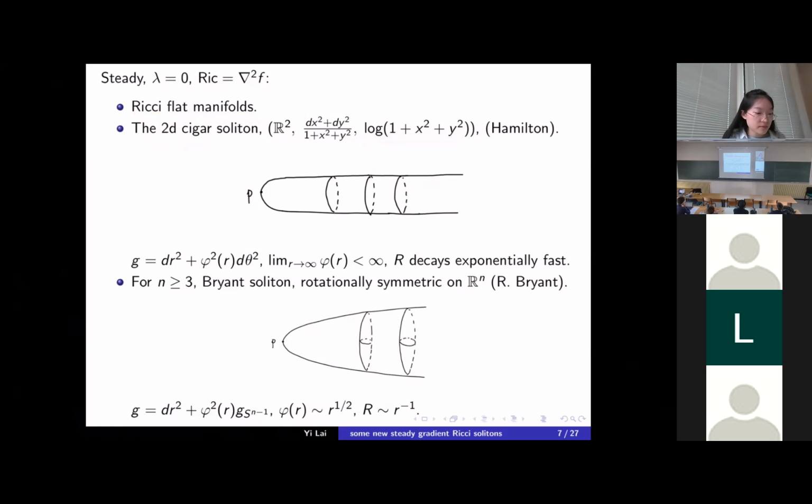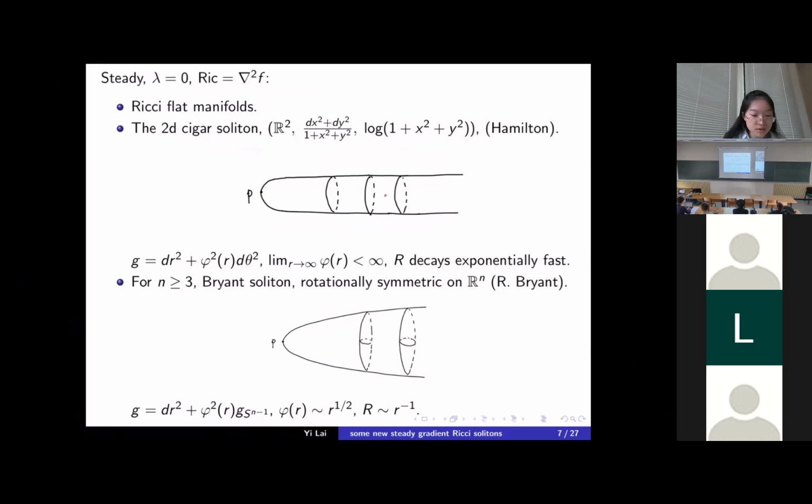So okay, this cigar soliton, all I want to say is that it is rotationally symmetric. It looks like in this picture, and P, the rotational center, is also the critical point of f. So this is the potential function. And also the cigar soliton is collapsed. So by this I mean that it is collapsed, which can be seen as below.